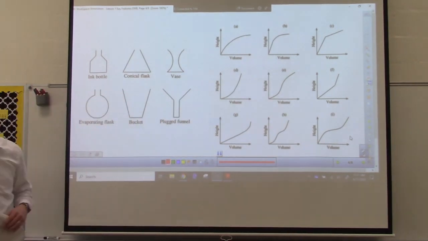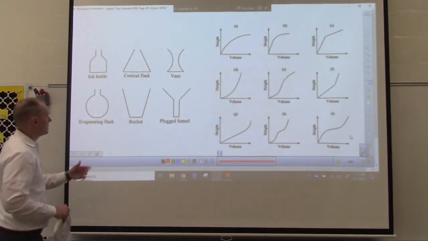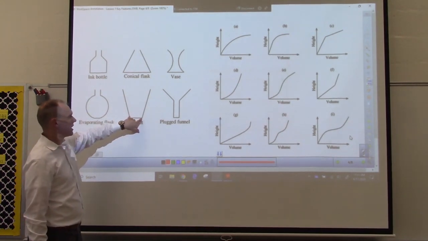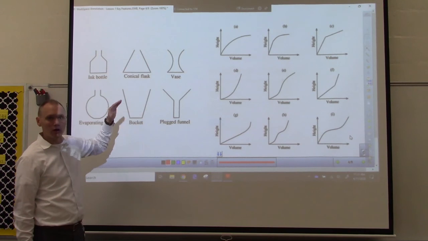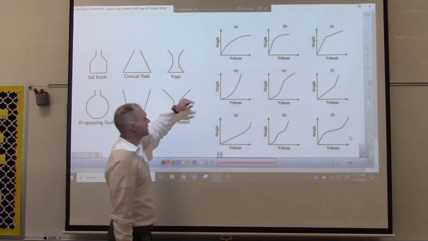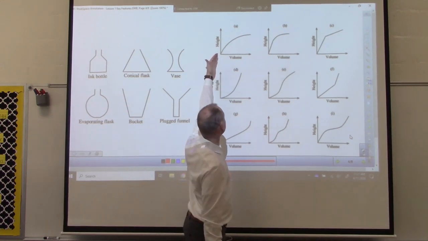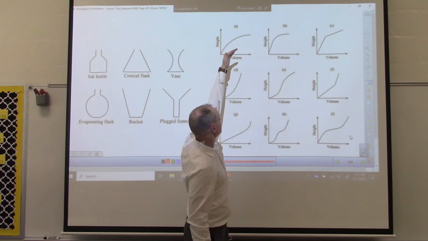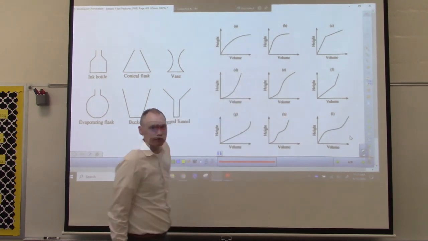All right, the bucket starts out narrow and opens up. So if you imagine, the height's still going to increase, but it should be at a slower and slower and slower rate as it does that because it's widening up. And so A does that. A starts out increasing at a pretty quick rate, but then it kind of tapers off as it goes.